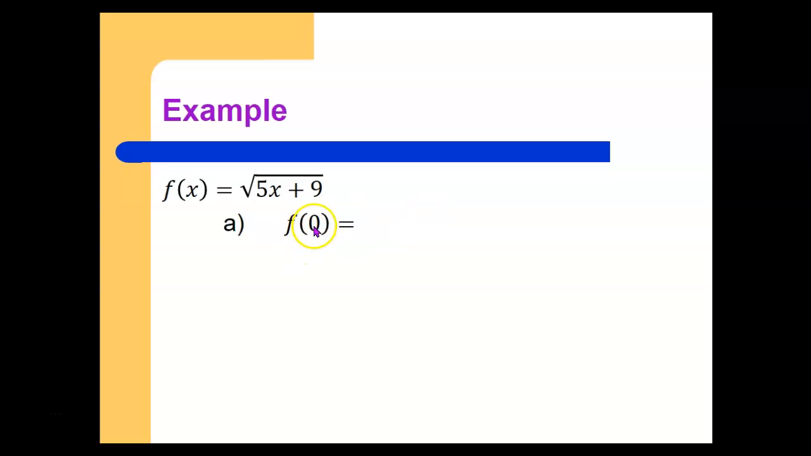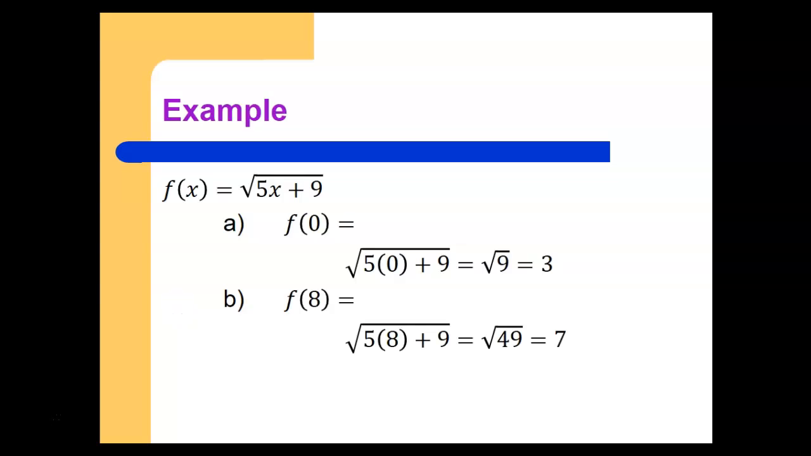So if we plug in 0, f of 0 would be the square root of 5 times 0 plus 9. So first of all, 5 times 0 would be 0. 0 plus 9 would be 9, and then the square root of 9 is 3. What about f of 8? If we plug 8 in for x, we get the square root of 5 times 8 plus 9. So 5 times 8 is 40. 40 plus 9 is 49. And then the square root of 49 is 7.